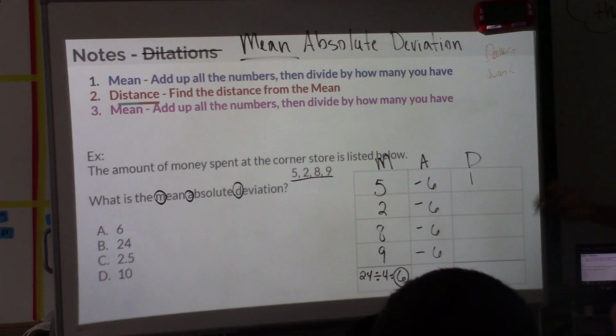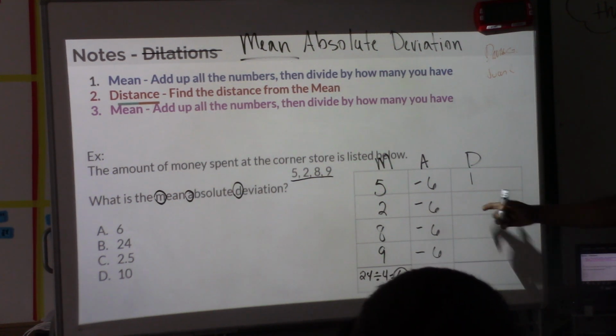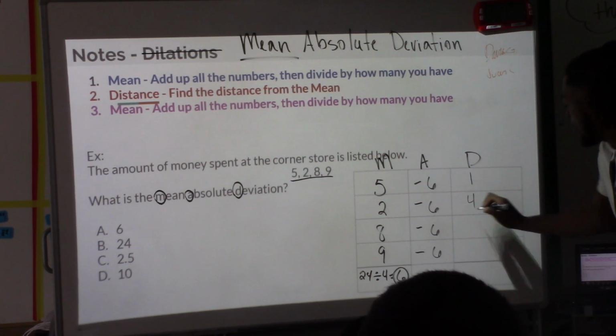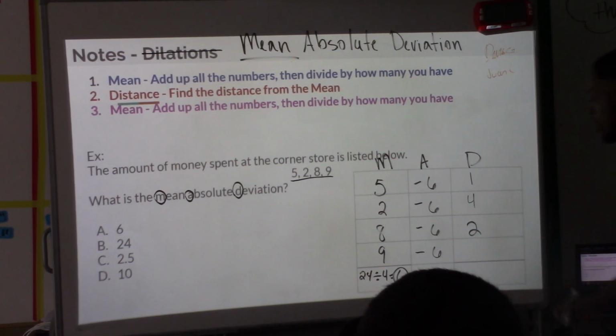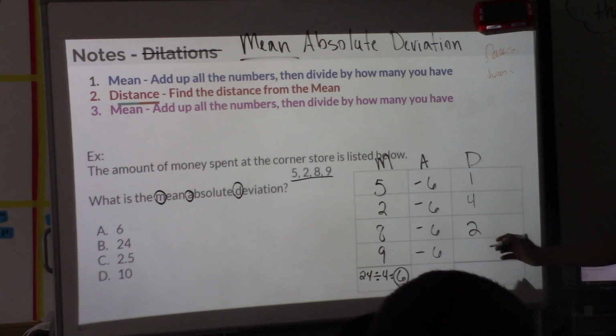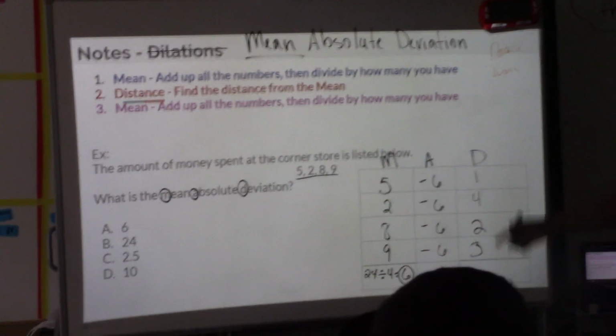We need to find out how far apart are these numbers. So 2 minus 6 is going to be what? -4, so we're going to put what? 4. What about here? 8 minus 2? 2. 9 minus 6? 3. All right? So boom. So we have our deviation, right?